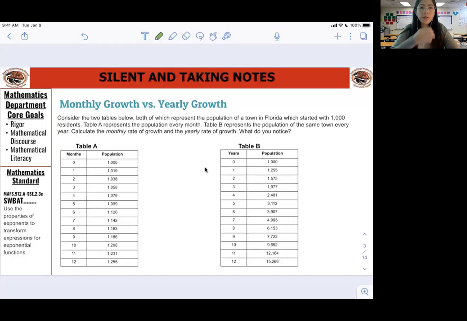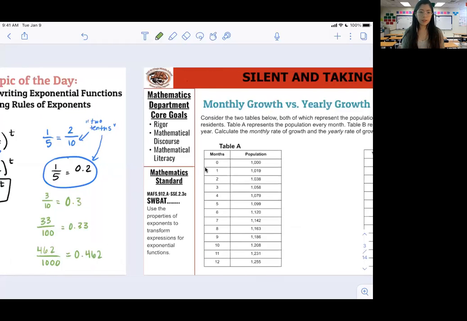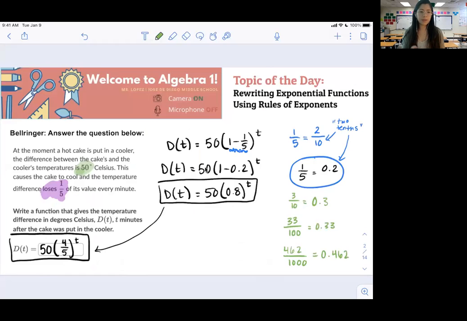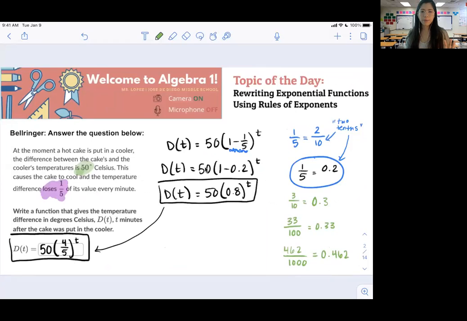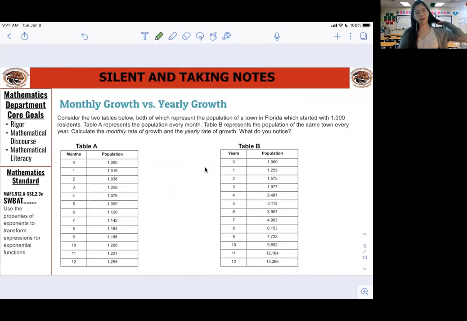All right. So what we're going to be doing today is we're going to continue working with these word problems, but we're going to learn how to rewrite these functions. Like the functions that we just wrote for the bell ringer, we're going to learn how to rewrite them based on what type of growth you're looking for. That sounds kind of vague right now, but let's get into it. You'll understand more as we do it.